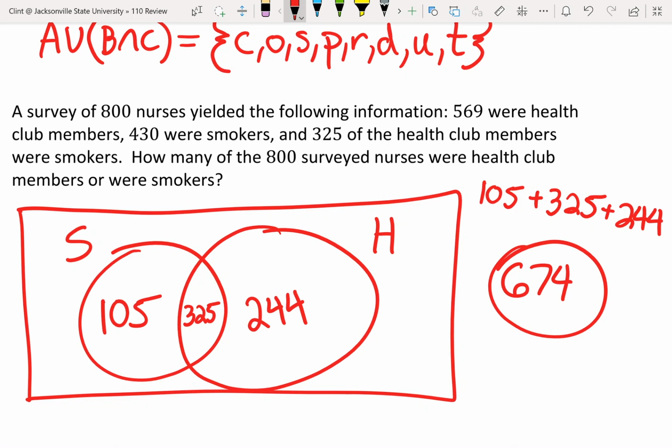What else could it have asked us? Another good question it could have asked us on this one was how many of the nurses were neither health club members nor smokers? Then we would have had to go one more step because it told us there were 800 total nurses. We had 674 in here. So we'd have to do 800 minus 674 to figure out how many were neither. That would have been a good question they could have asked us also.